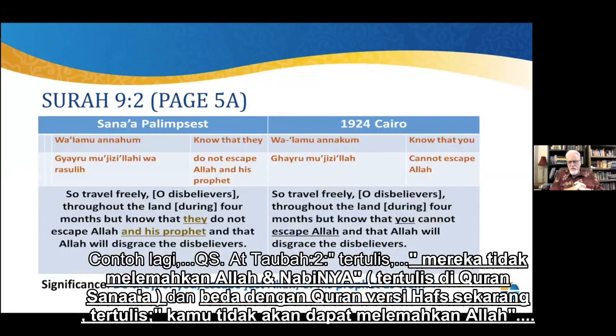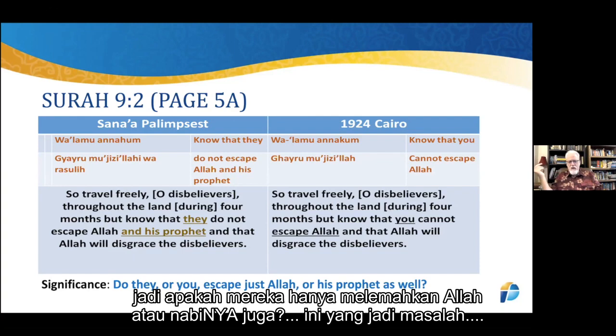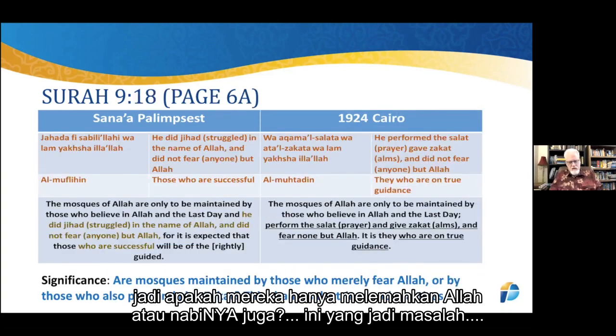Here's chapter 9, verse 2. They do not escape Allah and his prophet, according to the Sana'a Palimpsest, but know that you cannot escape Allah, nothing to do with his prophet there. So in the Sana'a manuscript, it talks about his prophet. In the Kyrie text that we use today, there is no prophet. So do they or you escape just Allah or his prophet as well? That would also have theological difficulties.